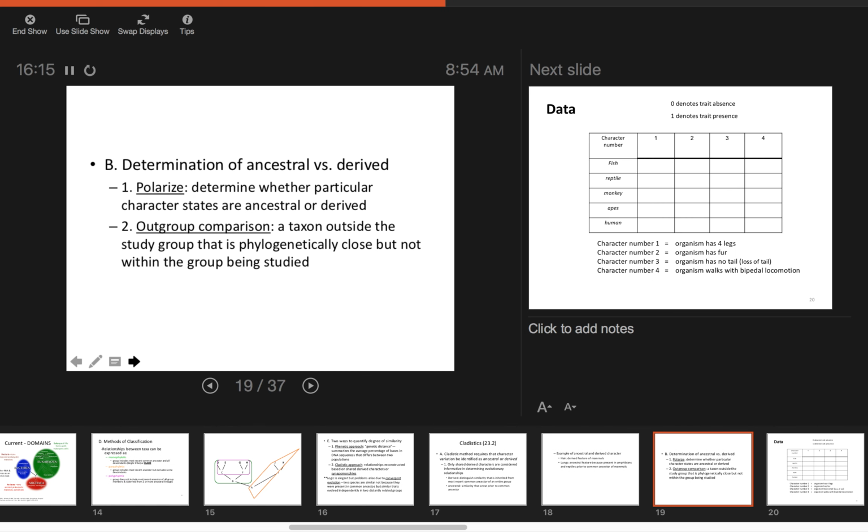So how do you determine ancestral versus derived? You have to polarize. You have to state whether they're ancestral or derived. You have to have an outgroup comparison, a taxon that doesn't fit with everything else, but you still consider it kind of close within the other groups being studied. So we're going to actually do an example together.